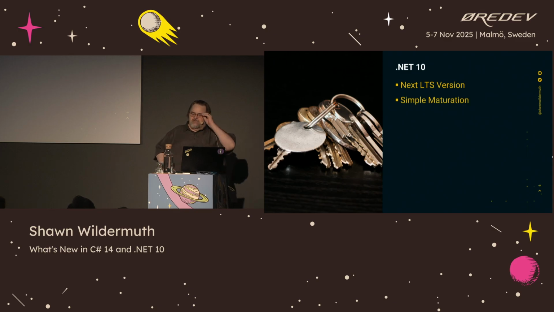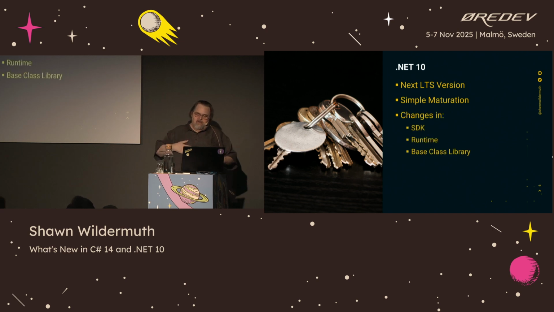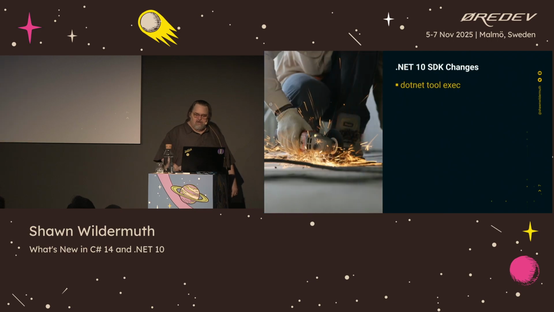This is a pretty simple maturation, with one exception that I'll talk about, of .NET 10. Most of the things that we need in .NET 10 are there. In Core 2 and 3, we were missing a ton of stuff, and then by 5, we were 90% there. At this point, they're adding features to specific parts of .NET. It's not necessarily a whole new run. We're going to talk about changes in the SDK, in the runtime, and the base class library. We'll talk about the SDK first.